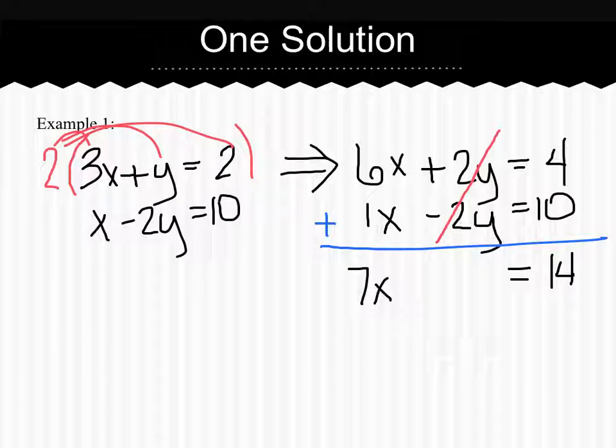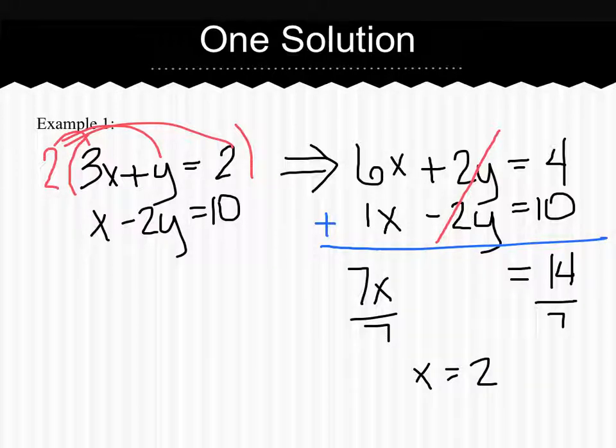So now we can solve for the x value. Here, 7x equals 14. That tells us that if we divide both sides by 7, then x has to equal 2. That is part of our solution. That is not the end of the solution. Remember from our vocabulary page, a solution for a system of equations is an ordered pair. We have the x value of our ordered pair. Now we just need to find the y value.